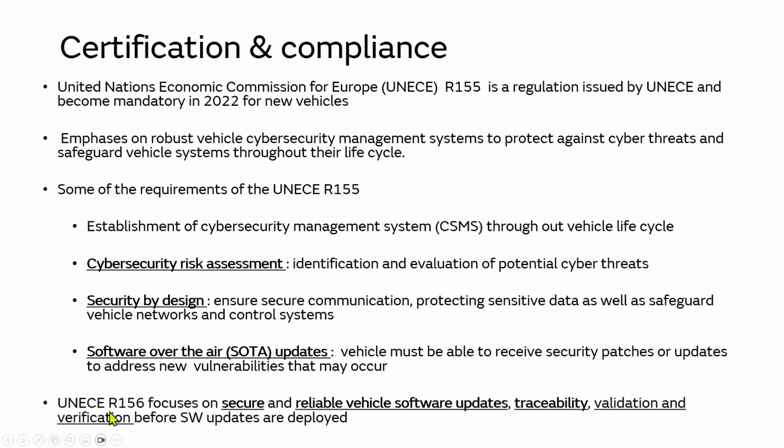And also the UNECE R156 actually is focusing on processes, to make sure that you have a robust process for the software update, traceability, validation, and verification before you deploy the software. So the idea is just to distinguish between R155 and R156. This one, R155, you need to be compliant to the cyber. This one, R156, is the process for the software updates, which basically imposes that you need to have a mechanism and robust process.